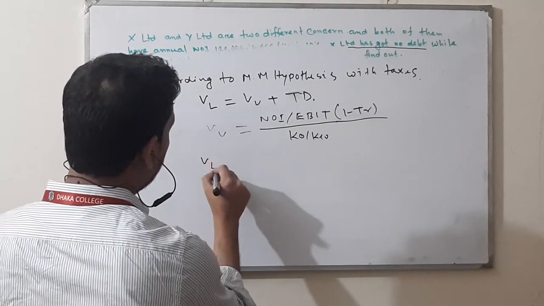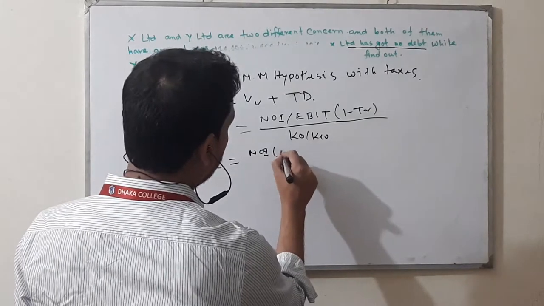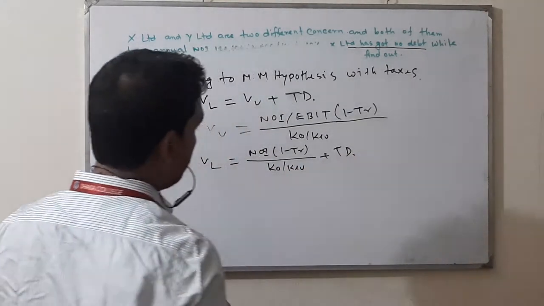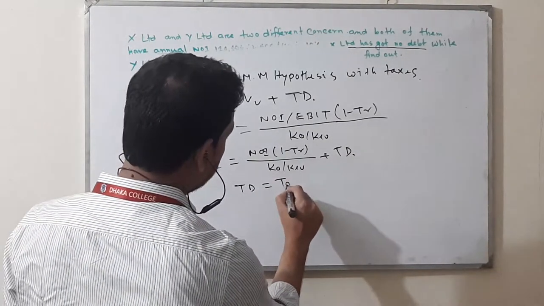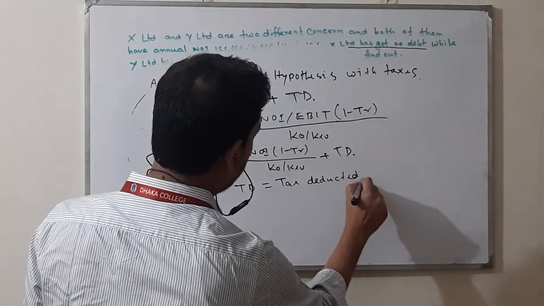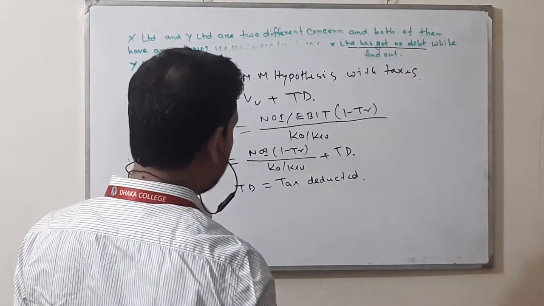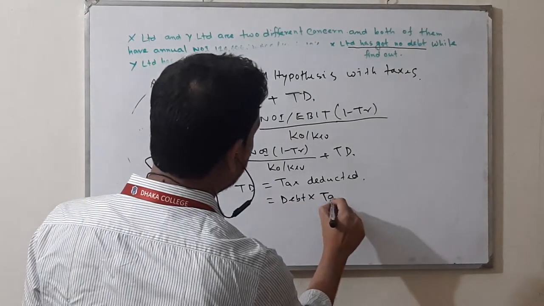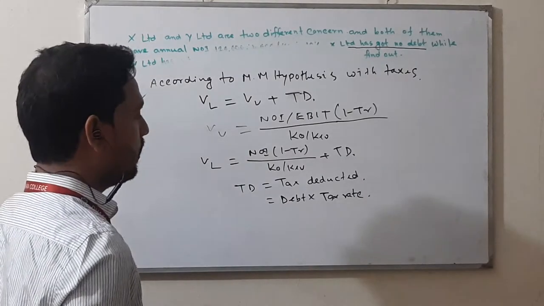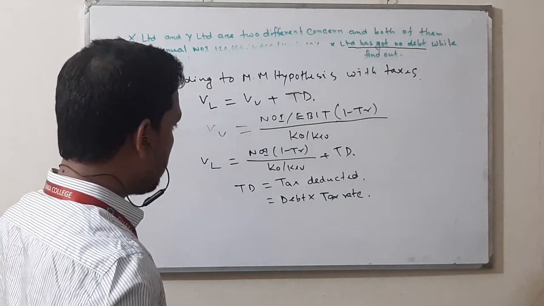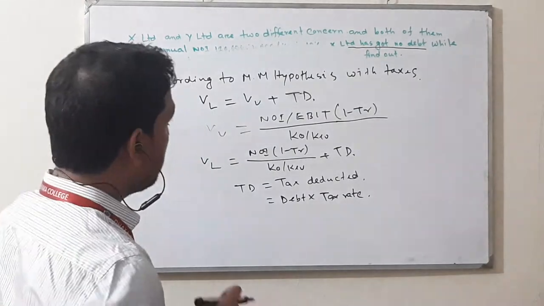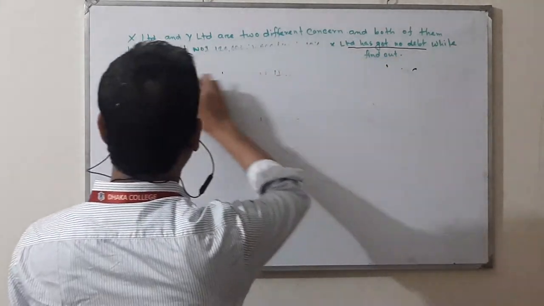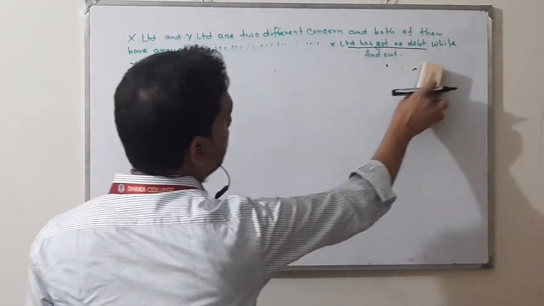Then the value of levered equals NOI into 1 minus the tax rate divided by KO or KEO, plus TD, where TD is the tax deducted. TD equals debt into tax rate, TR. TD equals debt into tax rate. Okay, dear students, we write down a question, then analyze this proposition. It is the first proposition according to the MM hypothesis with taxes.